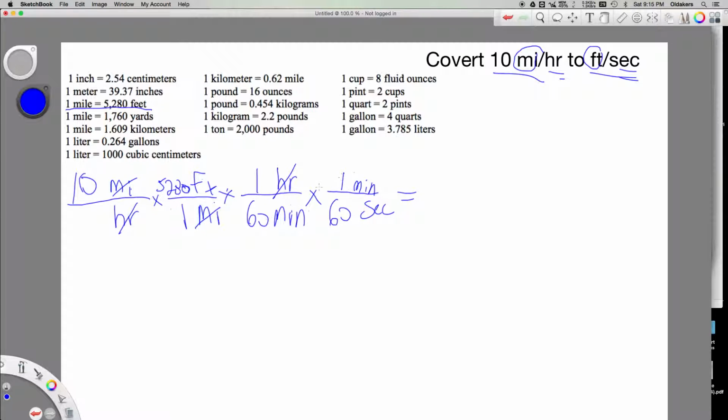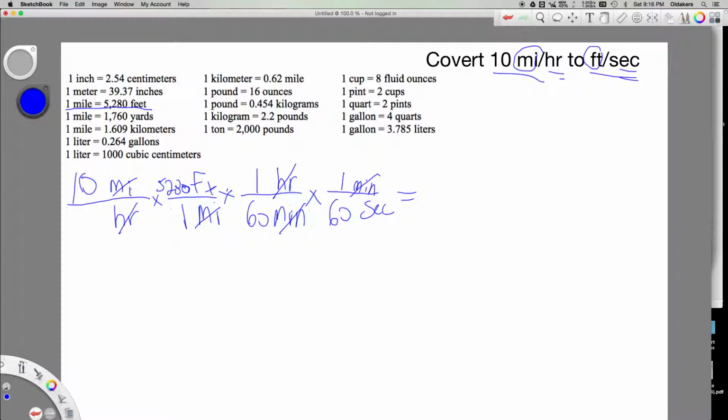Before you get out a calculator, check your units out. We needed to go to feet per second. After I cross these out, what's the only active unit in the numerator? Well, miles is gone, hours is gone, minutes is gone. You're left with feet. In the bottom, hours is gone, miles is gone, minutes is gone. You're left with seconds. So we have feet per second, which is exactly what we wanted.